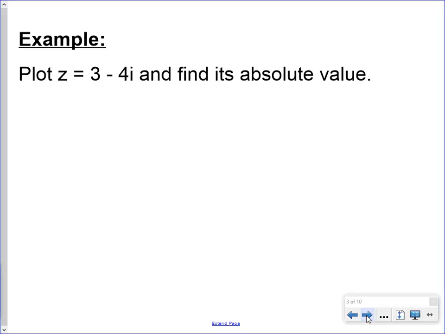Okay, real quick, in your small groups, kind of share out. Do you have the same graph? Is it located in the same area? And then what did you get for absolute value? See if you agree or disagree.